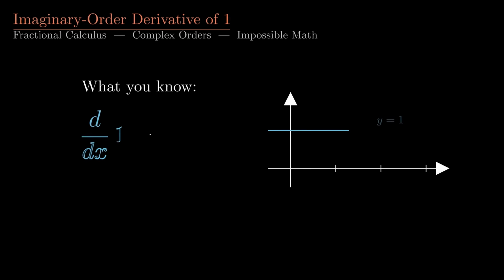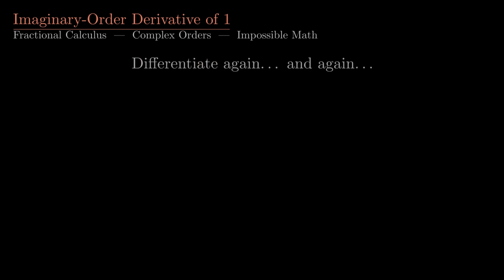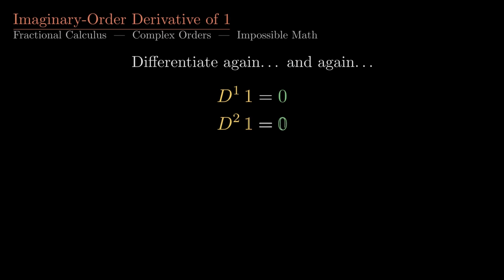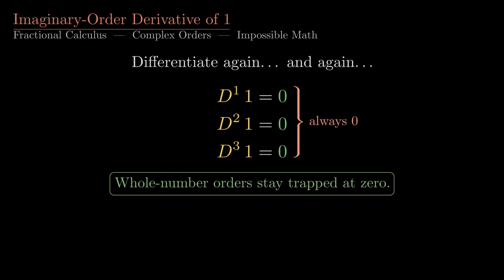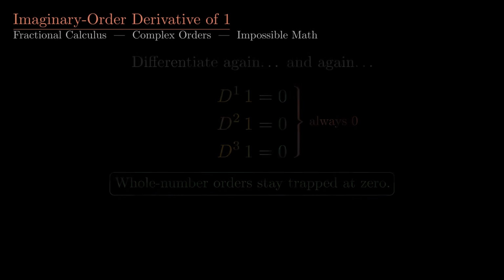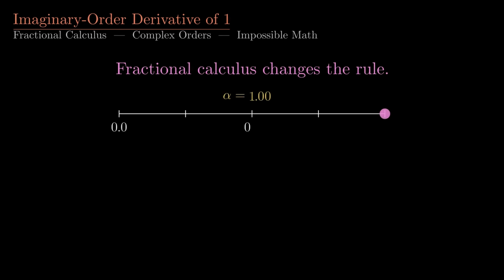Geometrically, the line y equals 1 is completely flat. It has no slope and it never changes. Take the second derivative, the third, or the 100th. As long as you are taking whole number derivatives, that constant stays forever trapped at zero.